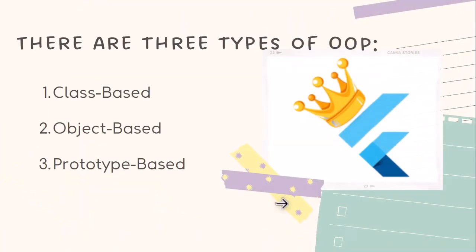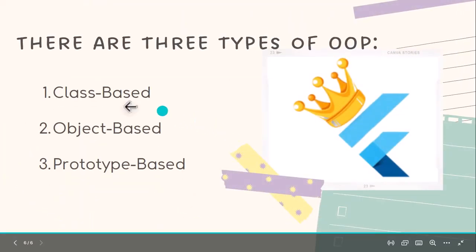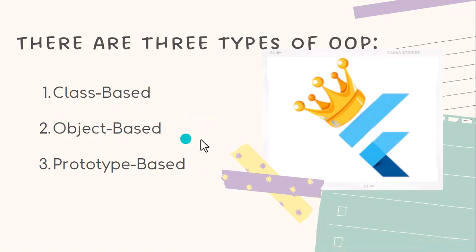Now, there are 3 types of OOP: class-based, object-based, and prototype-based. In class-based, objects are created from classes, which are templates. In prototype-based, objects are created from existing objects, and new objects inherit properties and methods from the existing objects.